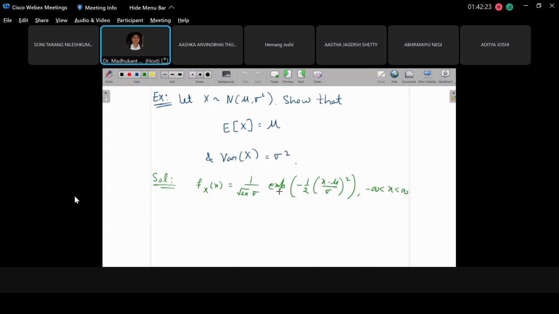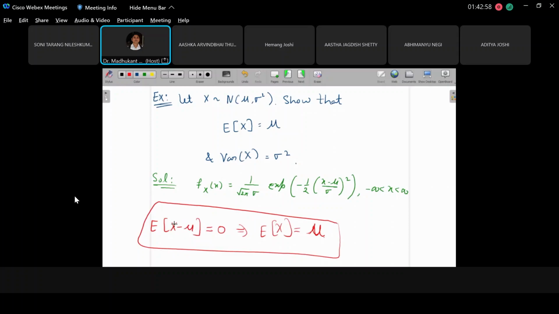So let's first verify that the mean of this normal random variable is mu, and the variance is sigma square, and fx of x is here. What you can show is that expectation of x minus mu is 0. If I show this, it implies expectation of x equals to mu. Because expectation is linear, I can use that fact and prove that expectation of x is mu. I have chosen this x minus mu because x minus mu is sitting in the argument.